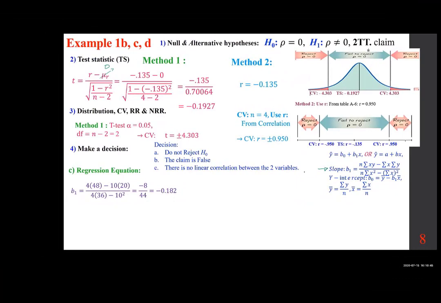What about b sub 0? Take a look at the next formula. B sub 0 is y bar, we have that, minus b1, we just calculated it, times x bar, we have that.